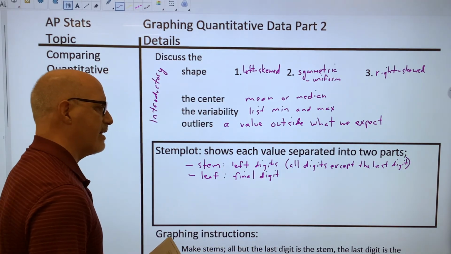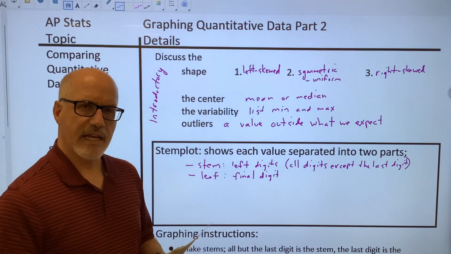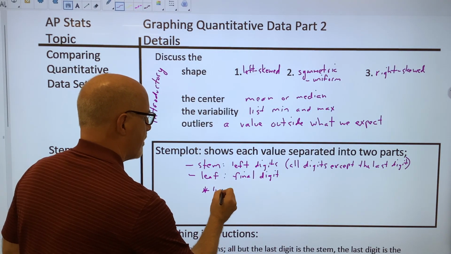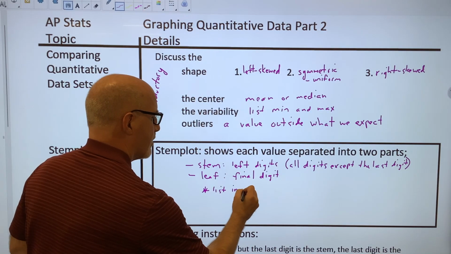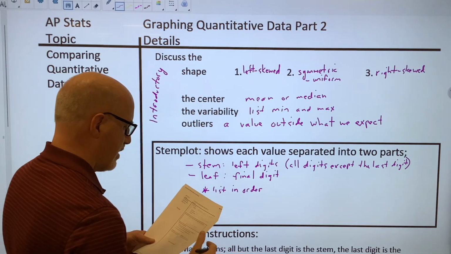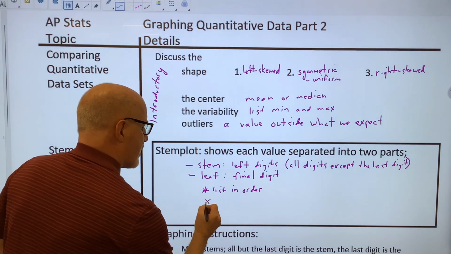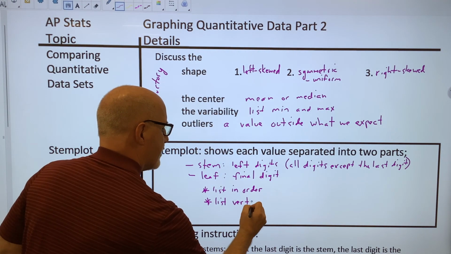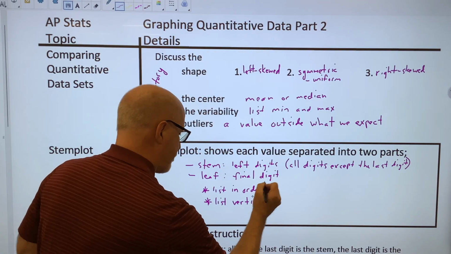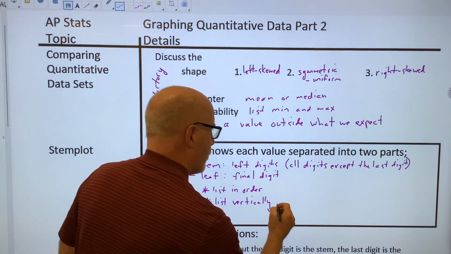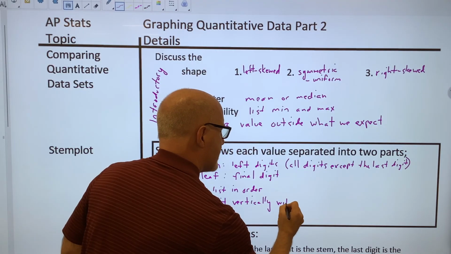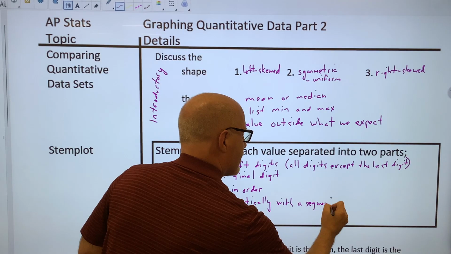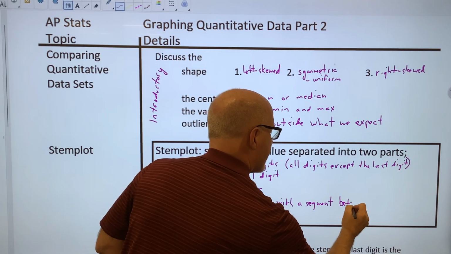This will give us an idea of what the shape of the graph looks like. When we do this, we want to list it in order. So list these in order. And we're going to list them vertically. It's going to be with a segment between the stem and the leaf.